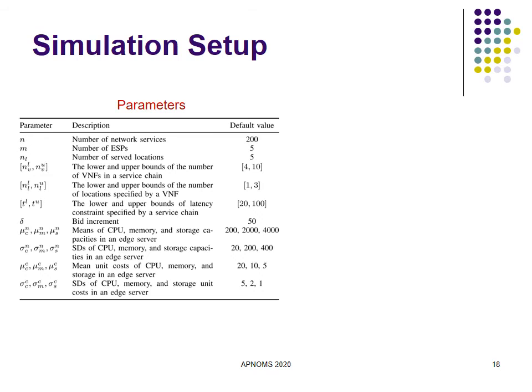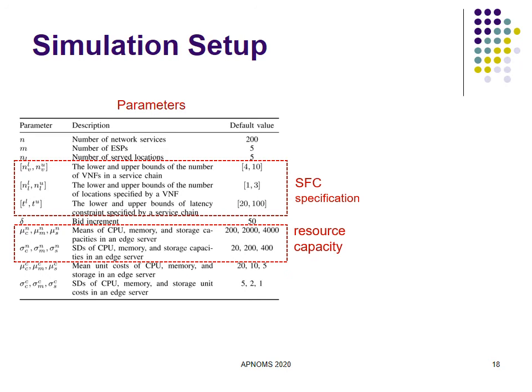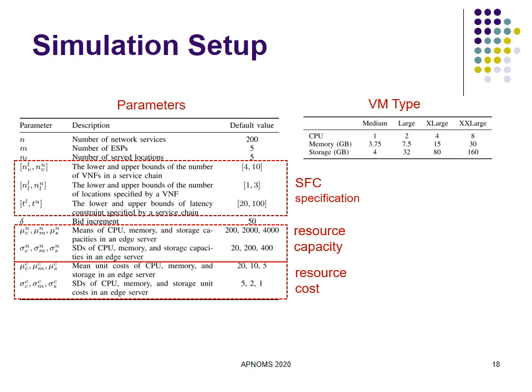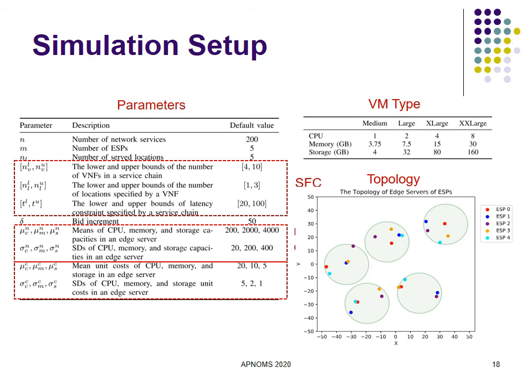Simulation. We conduct simulations with this setup. We consider different SFC specifications, like the number of VNFs in the service chain, the location requirement of each VNF, and the latency constraint of the service chain. We also consider different resource capacities and different resource costs, and we consider 4 types of VMs. And here is our topology. We have 5 areas and also 5 edge service providers.